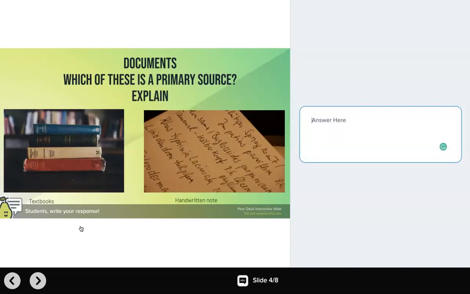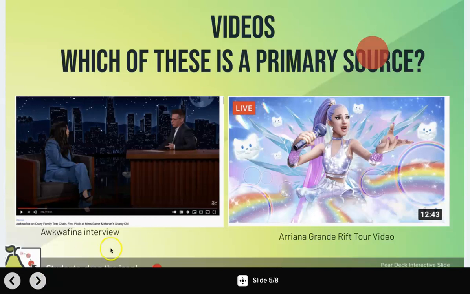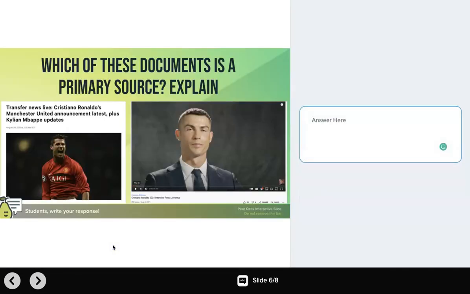Now, notice with Pear Deck, what I've done is I've mixed up the type of assessment. So they have writing assessment, they have a multiple choice assessment, they are going to do a matching assessment, and then they have to explain. So we've scaffolded going from easier to hard, because now they have to explain why one of these is a primary source and the other one is not.